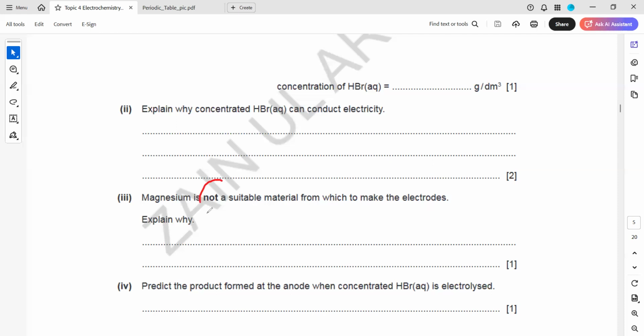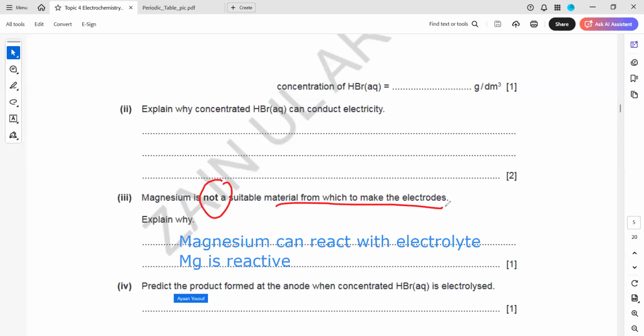Suggests why magnesium is not a suitable material from which to make the electrode. Because magnesium can react with the electrolyte, or magnesium is reactive, good. Next: predict the product formed at the anode if concentrated HBr is electrolyzed. Yes, if you write that it is reactive, that's fine.